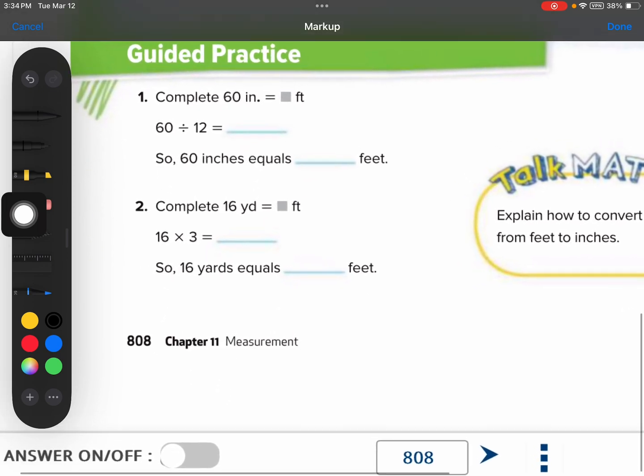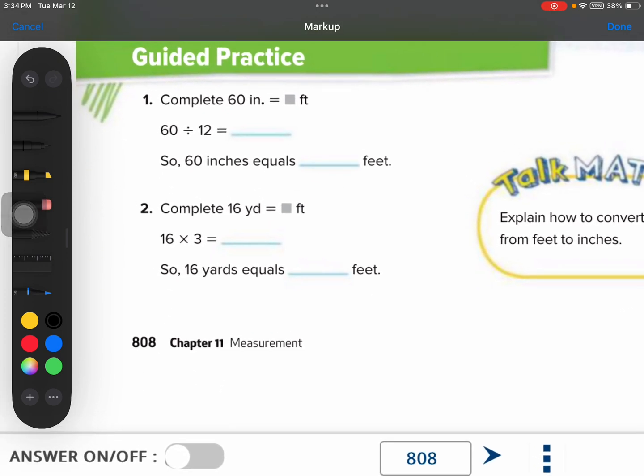Okay, number 1, complete: 60 inches equals how many feet? Well, we are going from inches to feet, so this is from fly to horse. We divide, of course. 60 divided by 12. So if we look on my cheat sheet on my desk, my times tables chart, 12 will go into 60 5 times. So it's 5 feet. So 60 inches equals 5 feet.